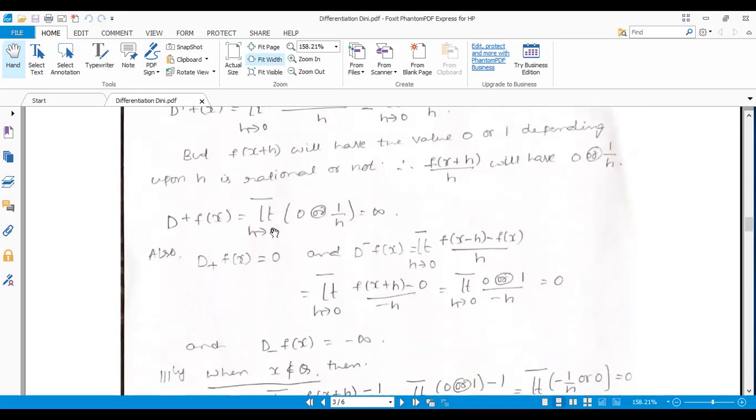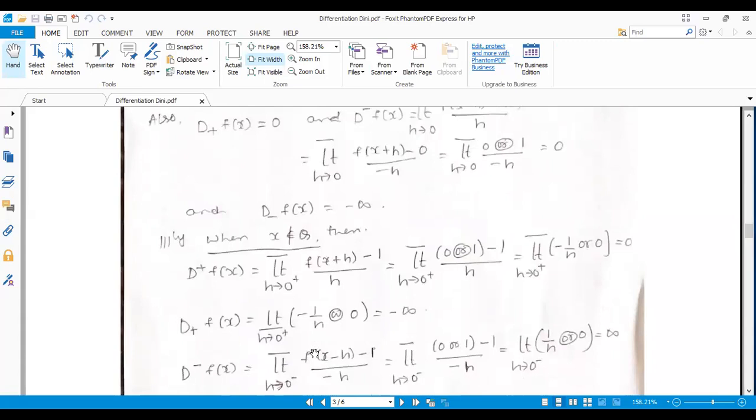In exactly the same way, here we have taken the limit inferior. The inferior value is equal to zero, because between the lowest values infinity and zero, zero is the value. Similarly, we can take the upper left derivative. Upper left derivative means f of x minus h minus f of x. Here also you get 0 or minus 1 by h. Then here h tends to 0, this is the superior, meaning of minus 1 or 0, 0 is the superior one. Then we can choose 0. And similarly, D minus of f of x means you get minus infinity.